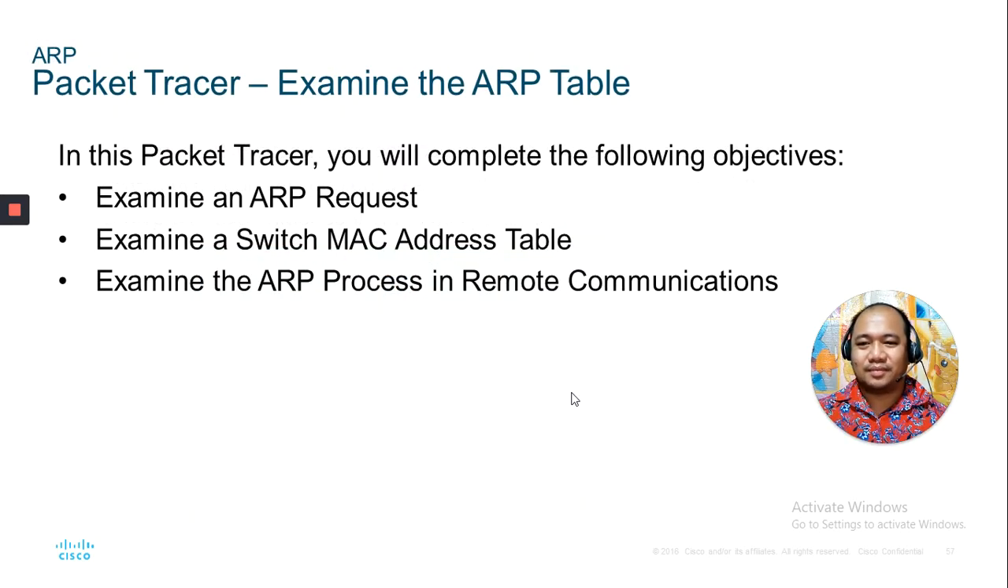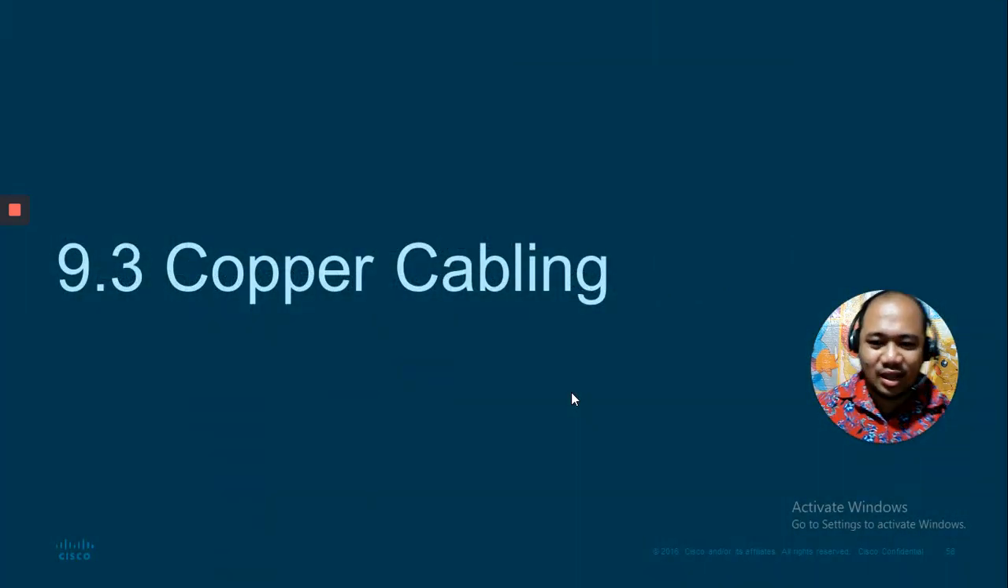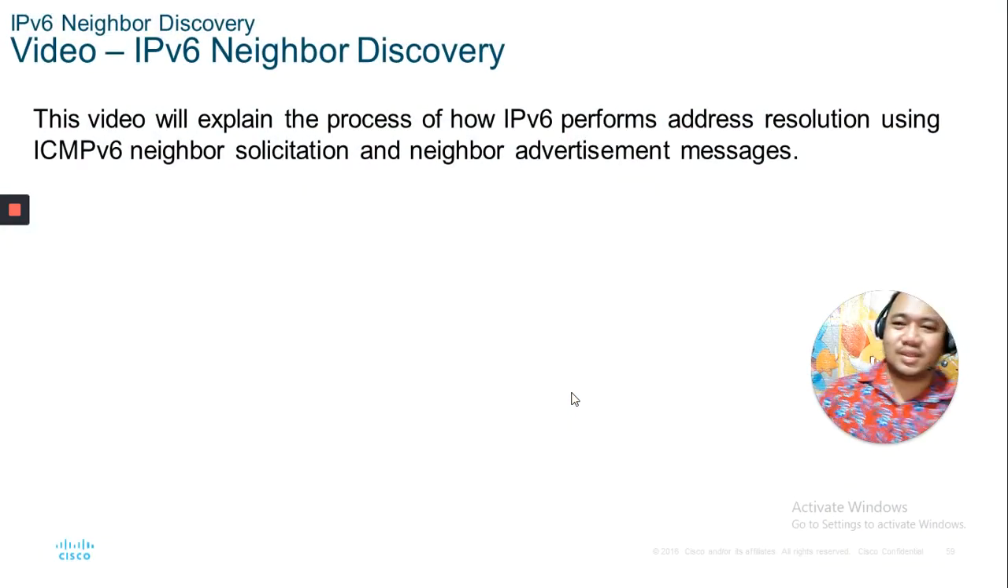Examining ARP, we'll do a Packet Tracer activity then. Copper cabling. Why is there copper cabling in chapter 9? We are discussing chapter 9 with IP version 6. So probably that is a mistake. Okay. This video will explain. Or watch again using your account.